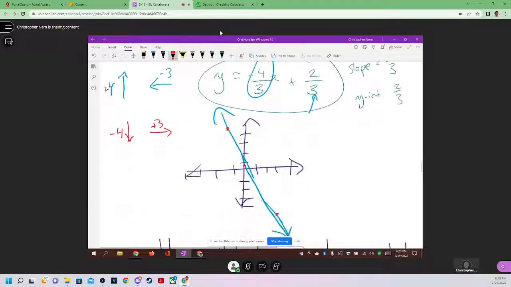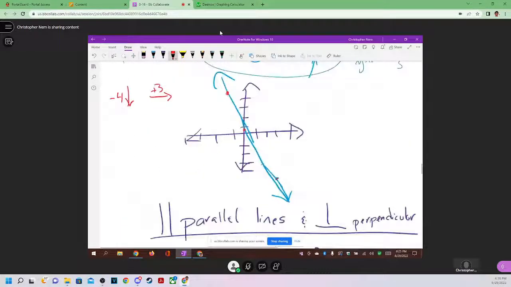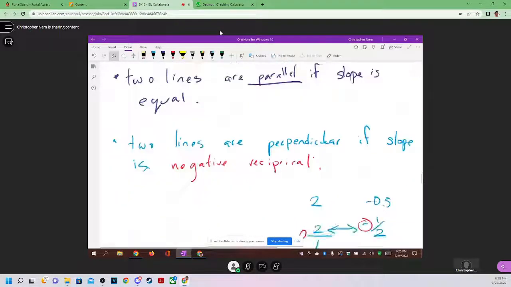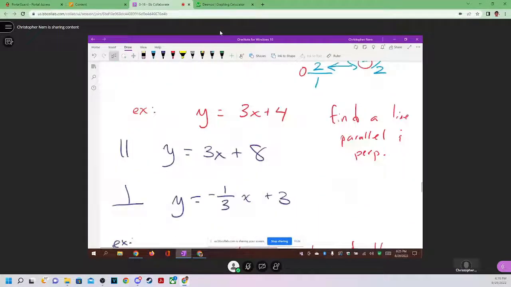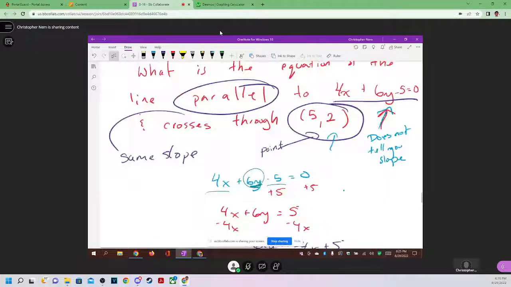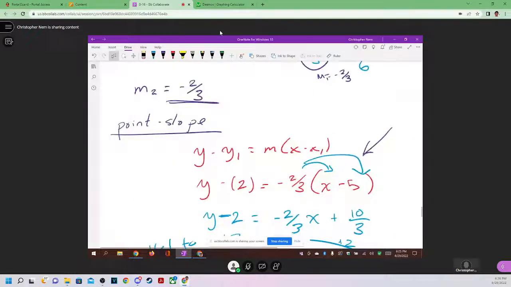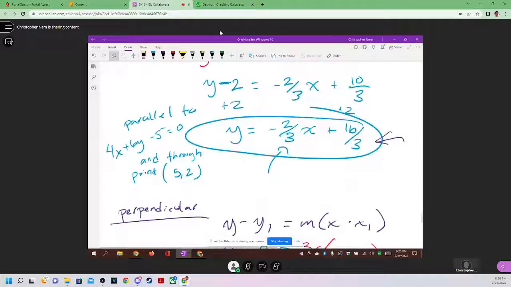Boom. Then you guys had an idea how to graph parallel and perpendicular lines. Parallel means the same slope. Perpendicular means negative reciprocal. And then you're asked to find a line that is parallel or perpendicular, but also crosses through that point. So you have to choose a specific parallel line out of the family of parallel lines.